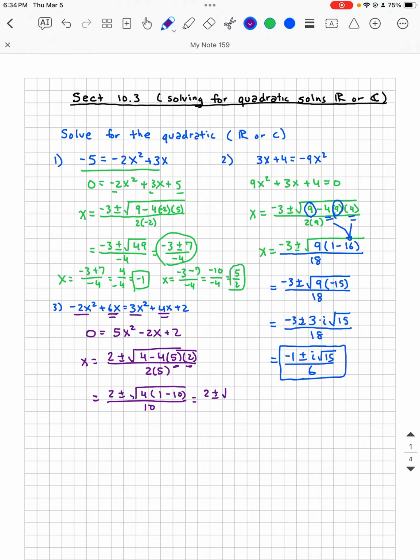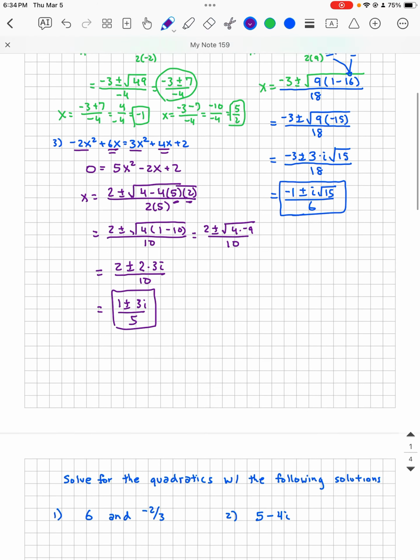We have 2 plus or minus the square root of 4 multiplied by -9, all over 10. And if we clean that up, the square root of 4 is 2, the square root of -9 is going to be 3i, and then all divided by 10. Final step, divide everything by 2 because that's what's in common. So 1 plus or minus 3i all divided by 5 is going to be our final answer.